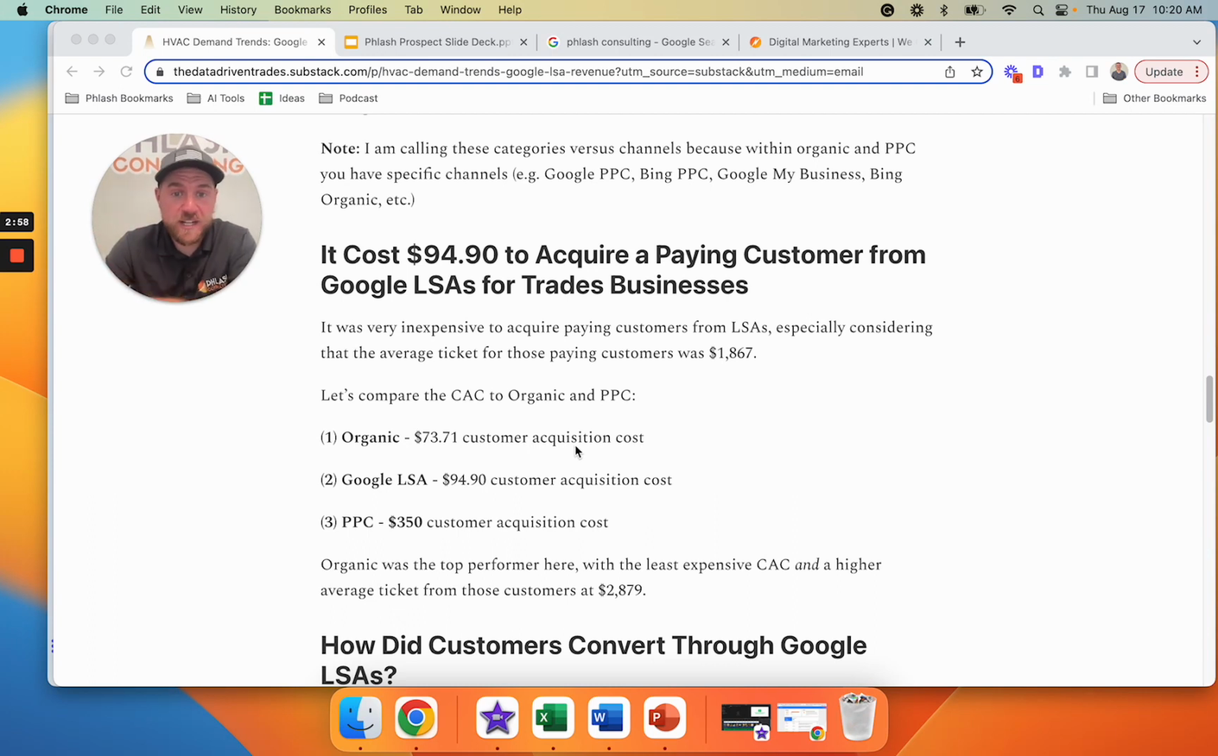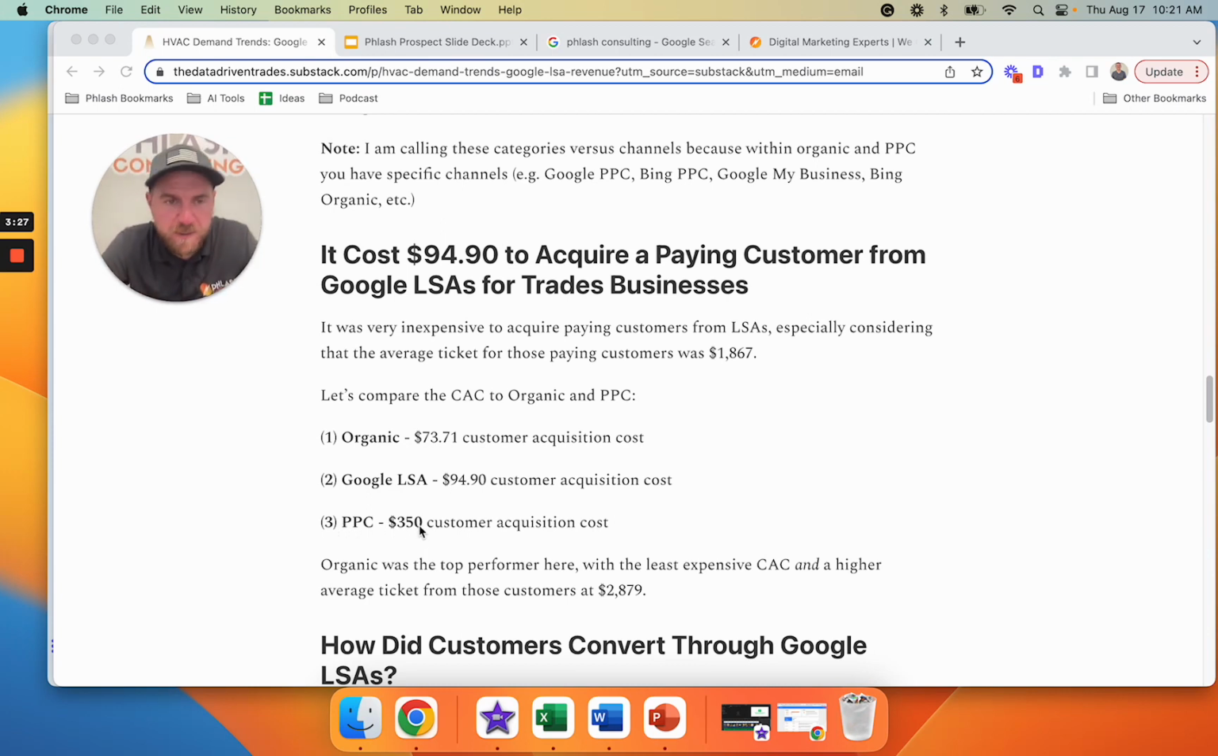Now, again, this is not just for HVAC, this is across the trades. So for some businesses, it might be lower. For example, if your average job is about $300, $400, $500, then your customer acquisition cost is probably going to be lower. But if your average job is $1,200, $1,500, it's probably going to be higher. And so organic, $73, Google local service ads, $94, pay-per-click, $350 customer acquisition cost.